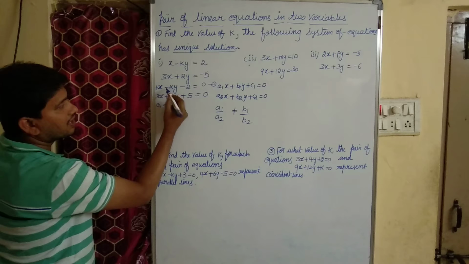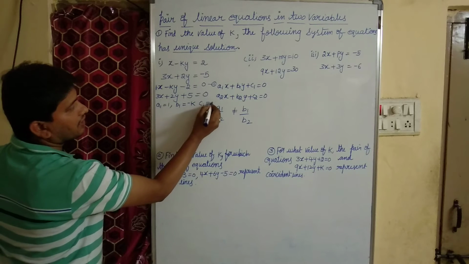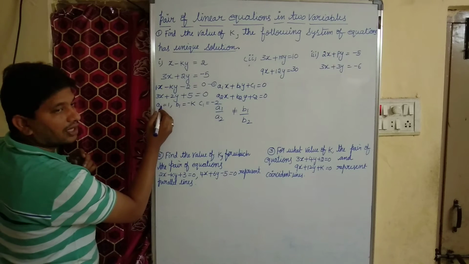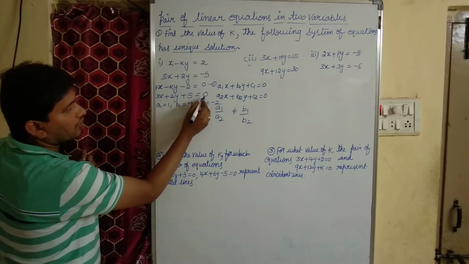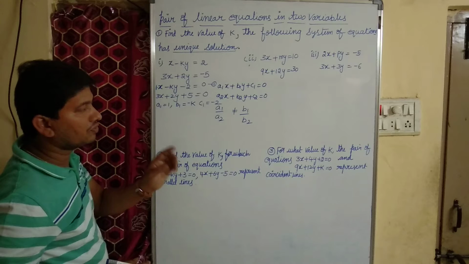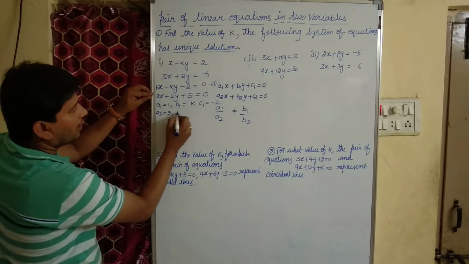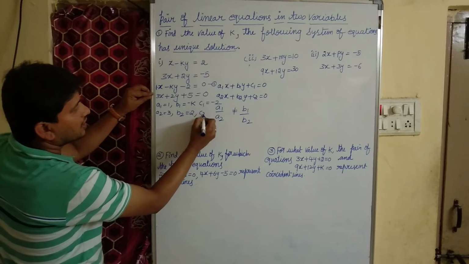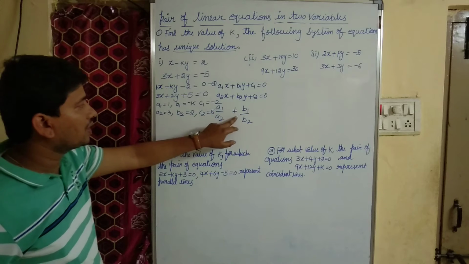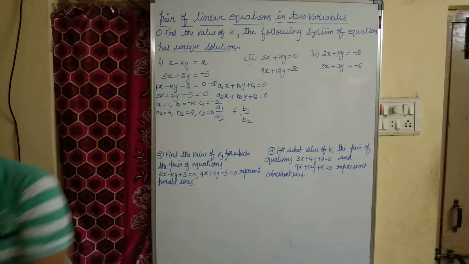The coefficient of y is minus k, so b1 equal to minus k, and the constant c1 equal to minus 2. Now the second equation, 3x plus 2y plus 5 equal to 0. Comparing with a2x plus b2y plus c2 equal to 0, our a2 value is 3, b2 value is 2, and c2 value is 5. The condition for unique solution is a1 by a2 is not equal to b1 by b2, right?